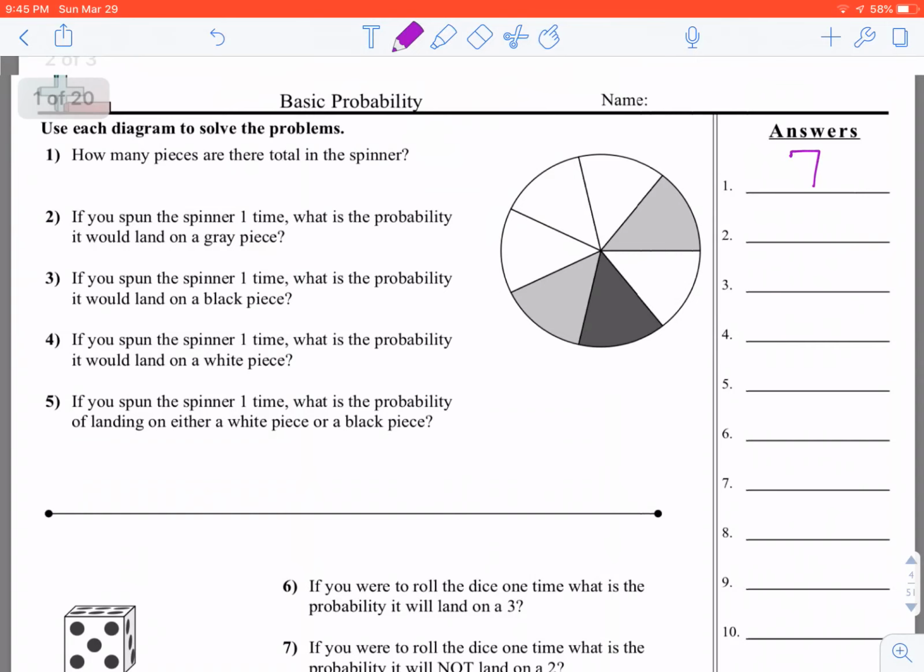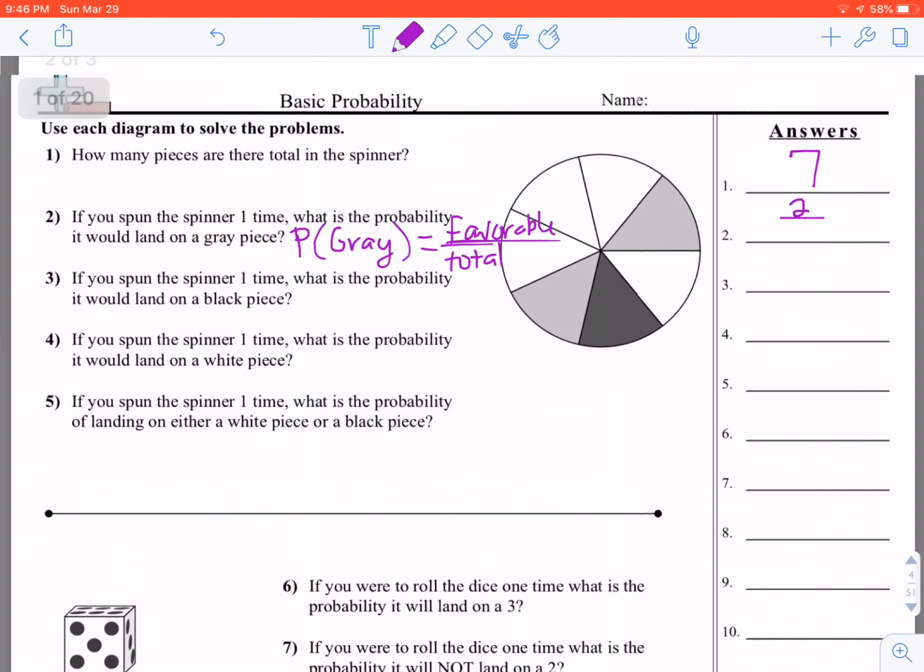Number 2 says if you spin the spinner 1 time, what is the probability that it's going to land on a gray piece? So your notation is going to be capital P or lowercase p, and then in parentheses gray. What's the probability of your spinner landing on gray? Remember, probability is always favorable outcomes over total outcomes. So the amount of favorable outcomes is how many gray pieces are on the spinner. If you count that, there are 2 gray pieces on the spinner.